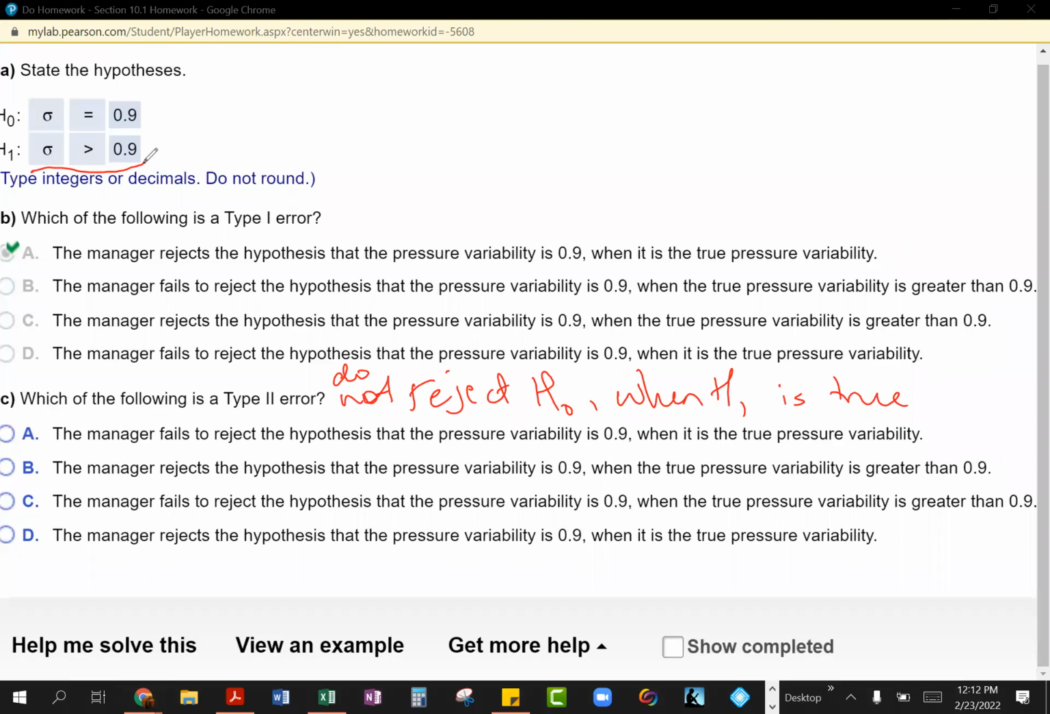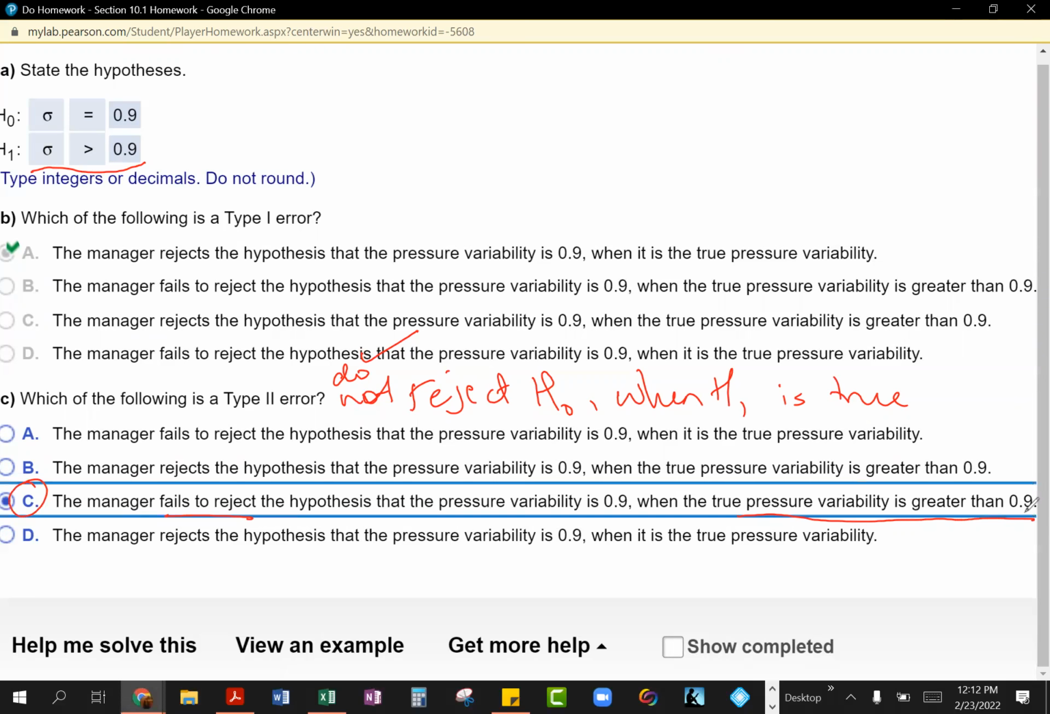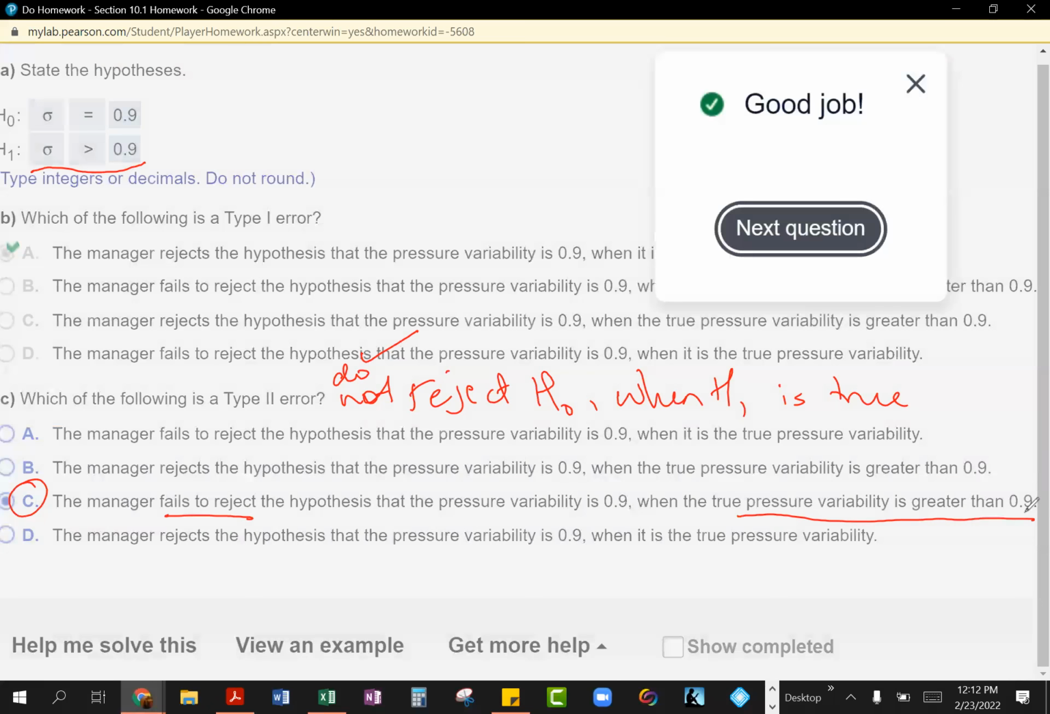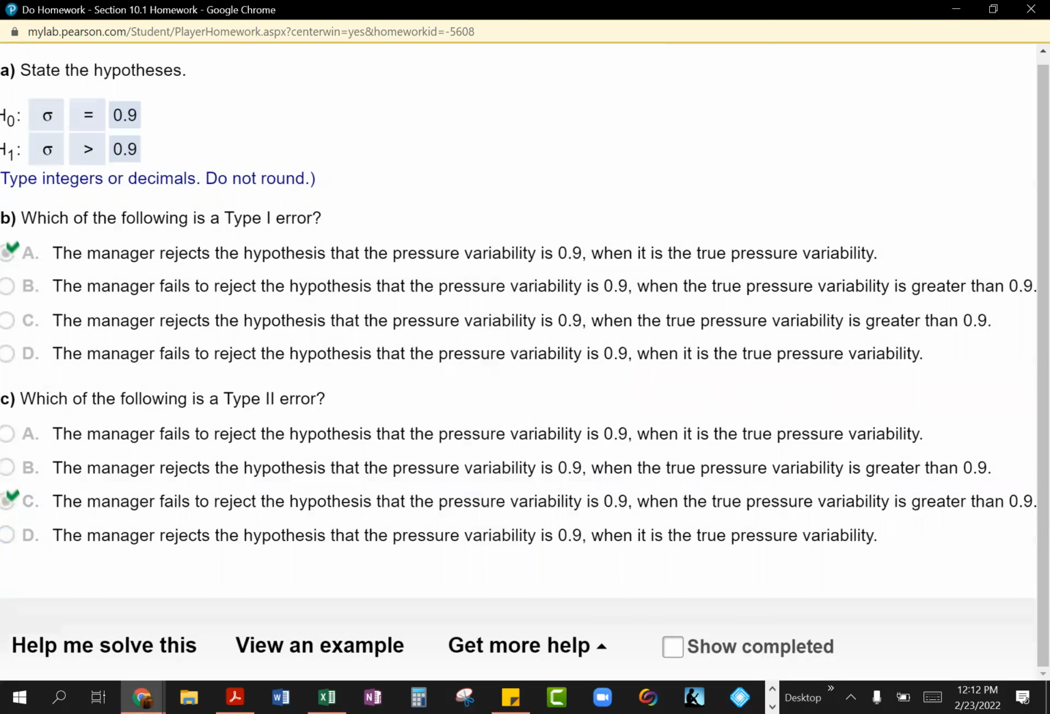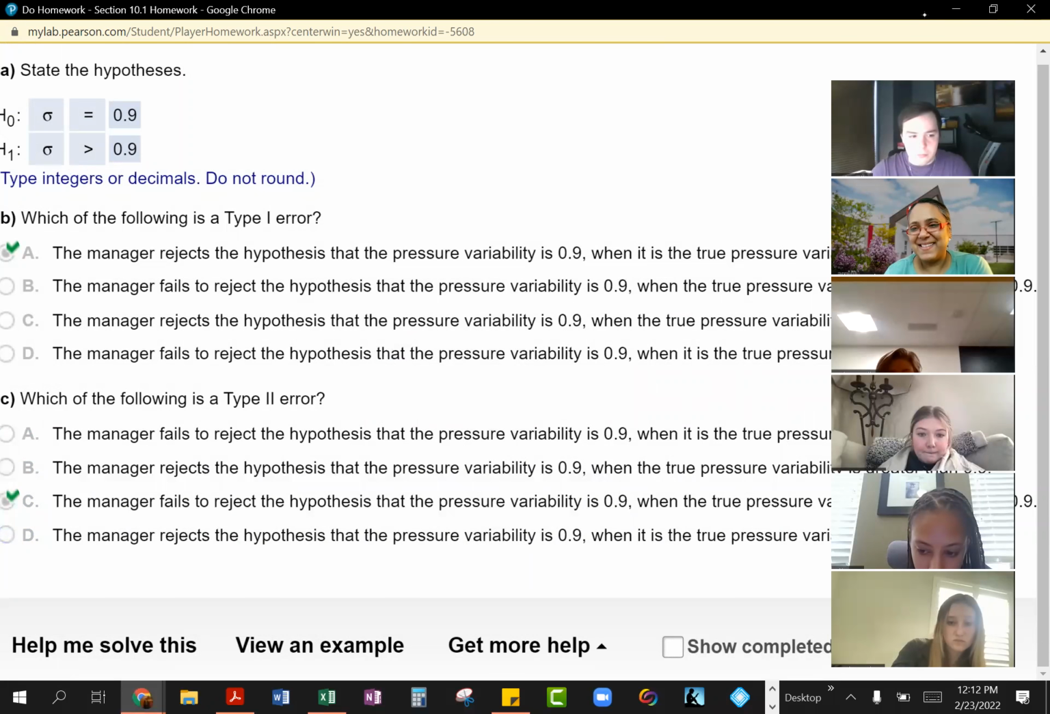Would it be C? Okay, so you're going with C. The manager fails to reject, which is good because we are saying you do not reject the original hypothesis when the true pressure is greater than 0.9. All right, wonderful. That option definitely looks good. And there you go. All righty, very nice.